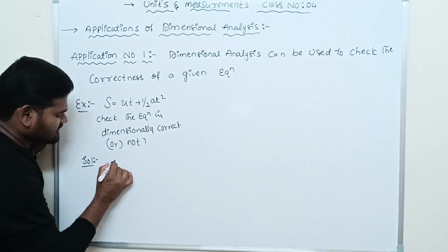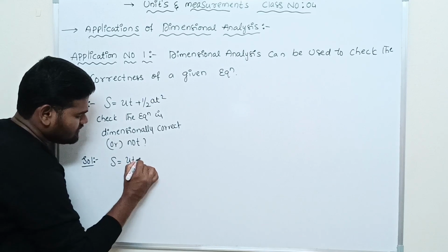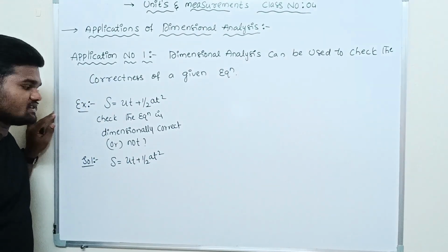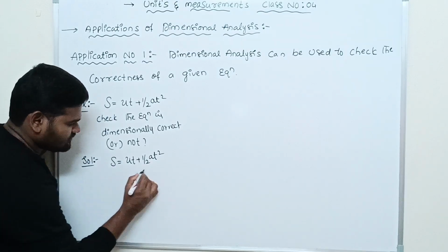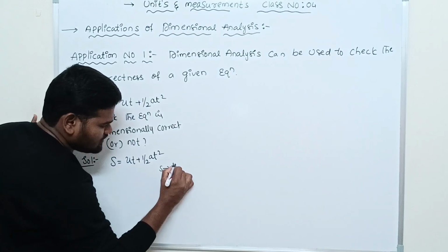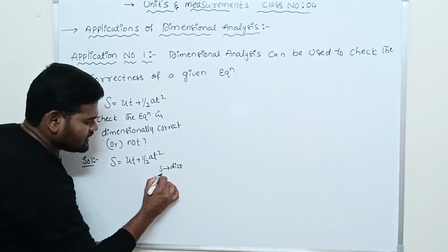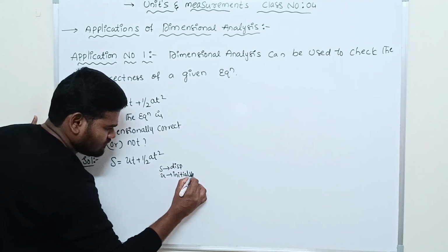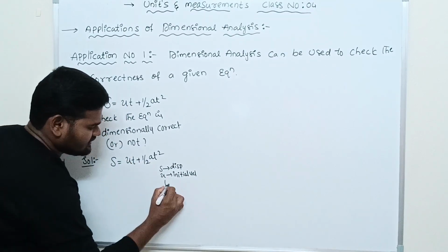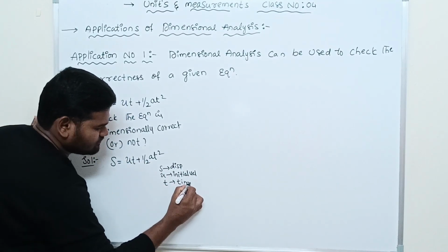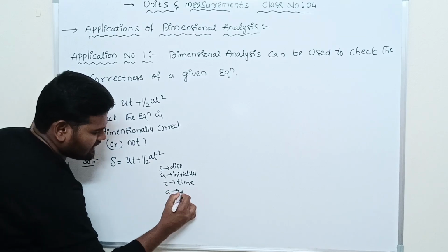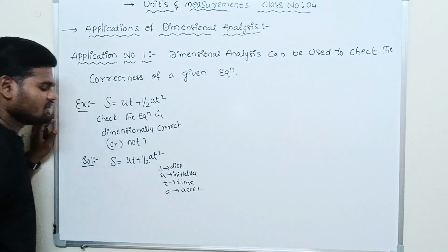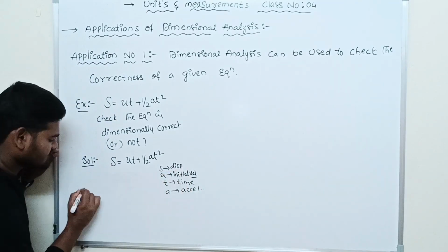What is the given equation? S = ut + (1/2)at². What is S? S is displacement. U means initial velocity. T means time. And A means acceleration. What is S? S means displacement.